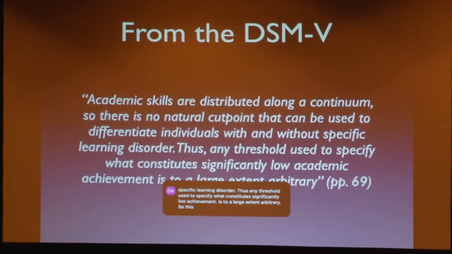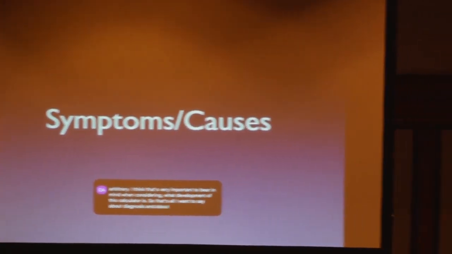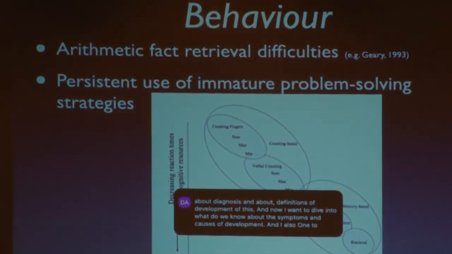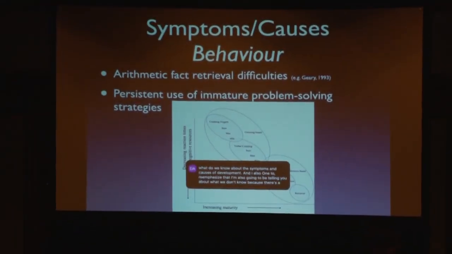So this is essentially a summary of what I've just told you, which is that the cutoff points are arbitrary, and I think that's very important to bear in mind when considering what developmental dyscalculia is. So that's all I want to say about diagnosis and about definitions of developmental dyscalculia. I now want to dive into what we know about the symptoms and causes of developmental dyscalculia. And I also want to re-emphasize that I'm going to be telling you about what we don't know, because there's a lot that we don't know.